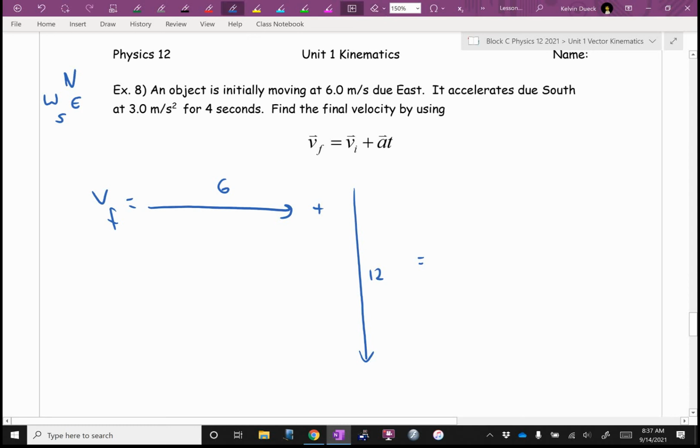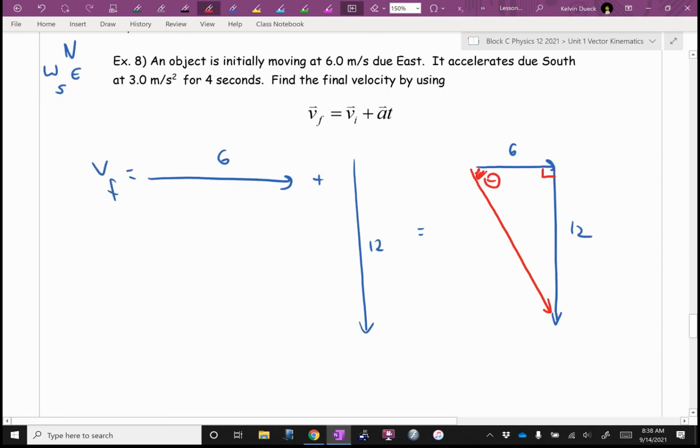Annika, how can I add these together? Draw them. It would look like that. Where is theta going to go? Top left or bottom right? And now we're into familiar territory. It's going to be color, color, color. It's going to be Pythagoras.